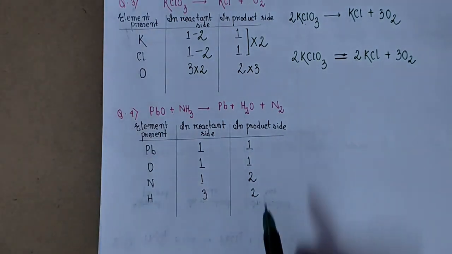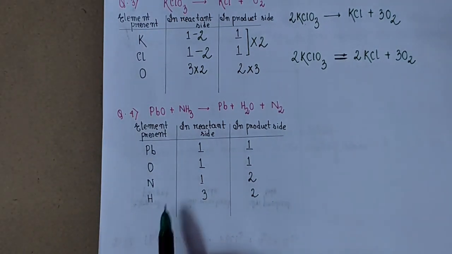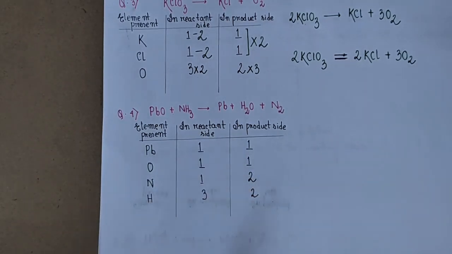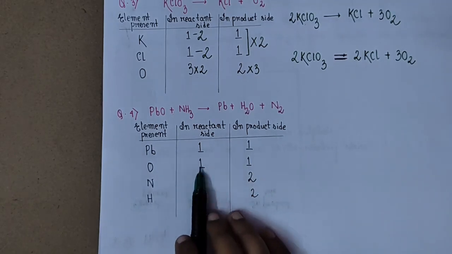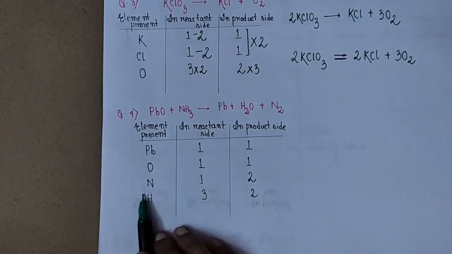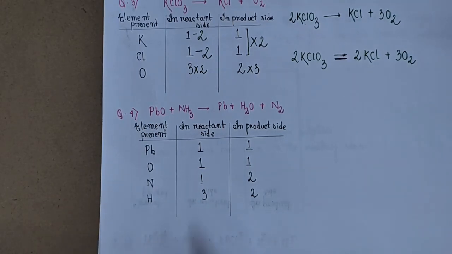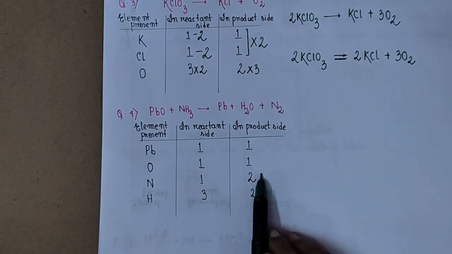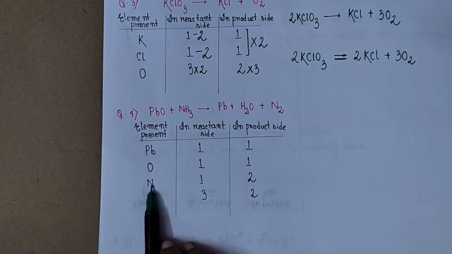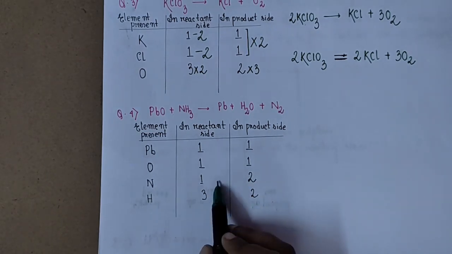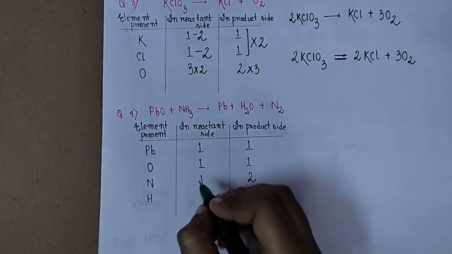So the same way we have to follow. So let us start with lead, but lead is already balanced, 1-1 in both reactant and product side. And oxygen is also balanced, 1-1 in both reactant and product side. So let us start with this nitrogen. Nitrogen in the reactant side this is 1 and in the product side this is 2. Why are we taking the nitrogen? Because the nitrogen has the least frequency of occurrence in this table. That is why. So how to balance? We have to multiply the reactant side nitrogen with 2.